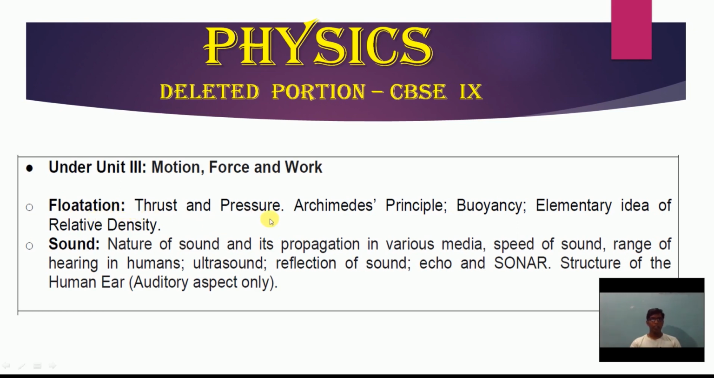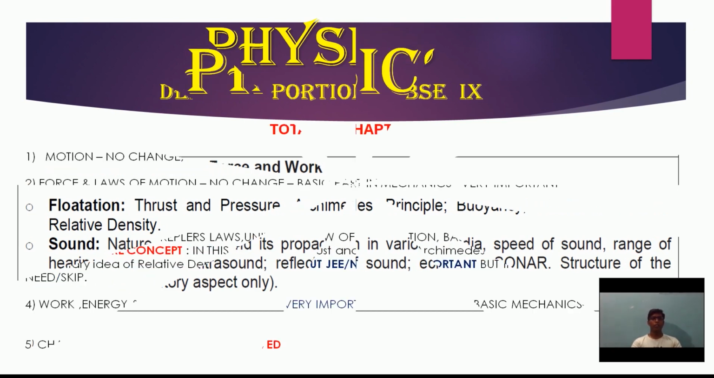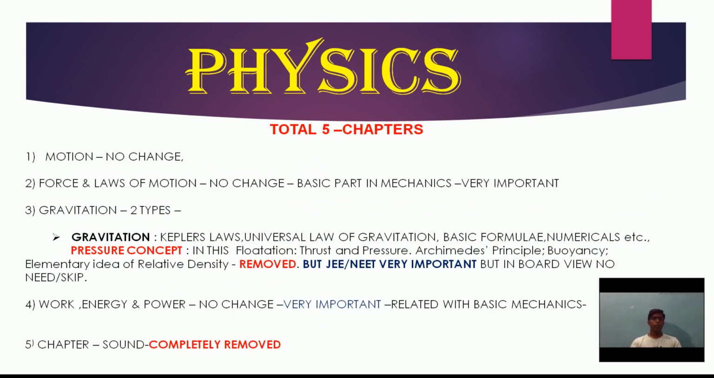From gravitation, flotation, thrust and pressure, Archimedes principle, buoyancy, and the elementary idea of relative density have been removed from your physics topics. Next, sound. Nature of sound, its propagation in various media, speed of sound, range, ultrasound, reflection of sound, echo and sonar, and structure of the human eye. Here the entire chapter has been deleted. It was removed from the CBSE class 9 syllabus. Previously we did many numericals from sound, like echo and reflection of sound, but for the board, this chapter was removed.